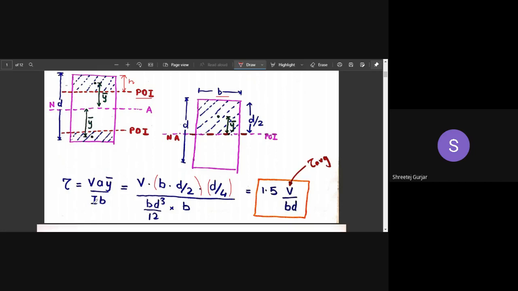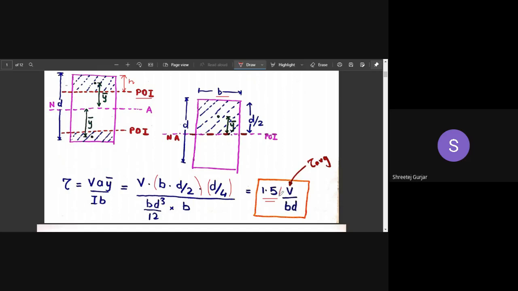Okay, then I have written BD cube by 12, then B I have written as it is. Now, if you simplify this particular formula, you will arrive at 3 by 2 V by BD. It is 3 by 2 or 1.5. Okay, this is not factor of safety. It is 3 by 2, which, after simplifying this particular thing, we will arrive at 3 by 2 V by BD.